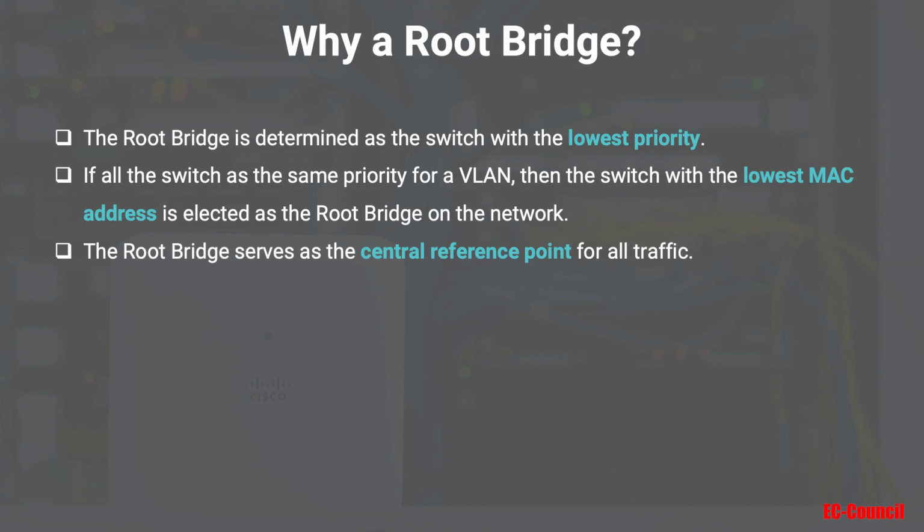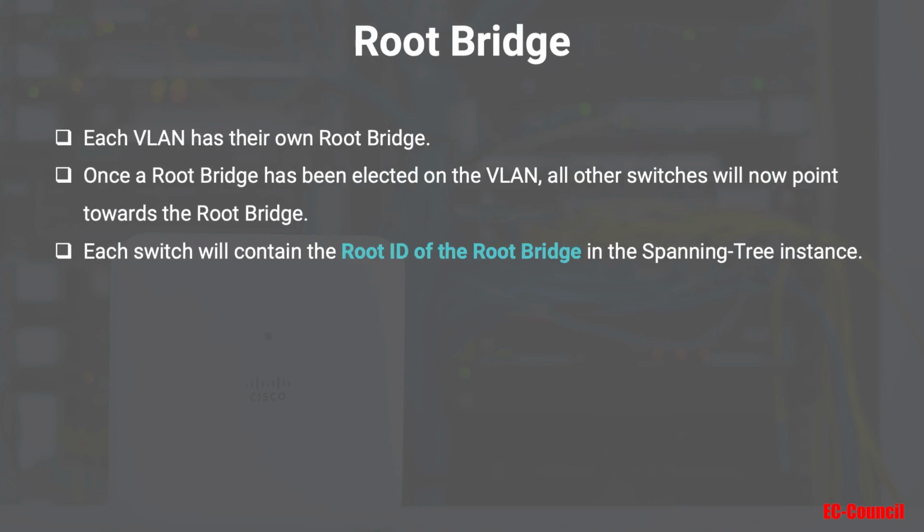As mentioned, the root bridge tells all other switches which paths to open and which paths to close. Therefore, the root bridge controls how the whole spanning tree instance works for that particular VLAN. Furthermore, the root bridge serves as a central reference point for all traffic for that VLAN as well. For each VLAN on a network, there's a root bridge. So if there are 3 VLANs, there are 3 root bridges on that network.